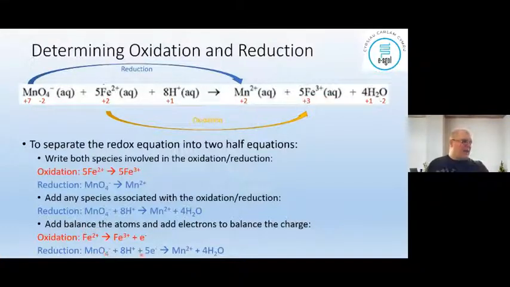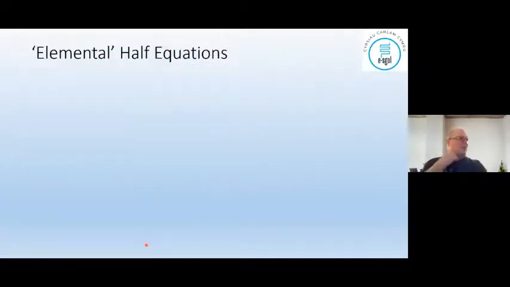And again on the reduction, looking at the charges, we had -1 and 8 pluses for a total of +7 on this side. On the left-hand side, it's just +2. So we need 5 electrons to balance that equation out and balance the charges there. So let's have a look at some elemental half equations.